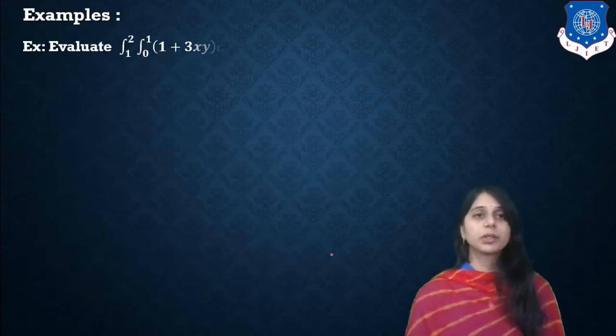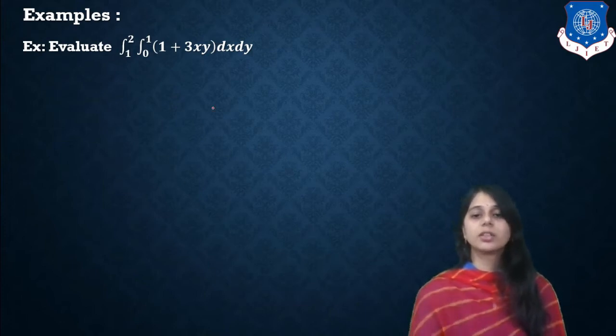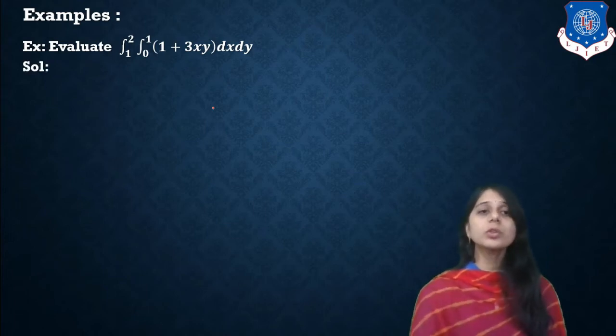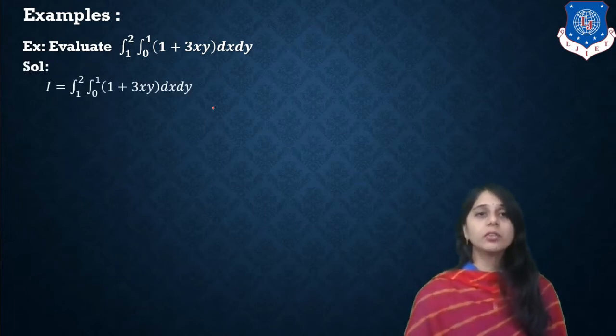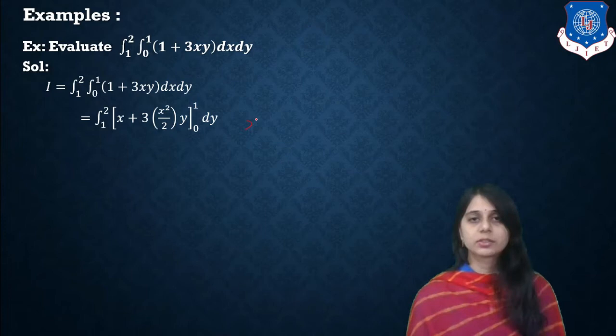Now we are taking an example. Evaluate the integral from 1 to 2, 0 to 1, of (1 + 3xy) dx dy. Solution: we take I equal to the integral. Now first we take the integration with respect to x.